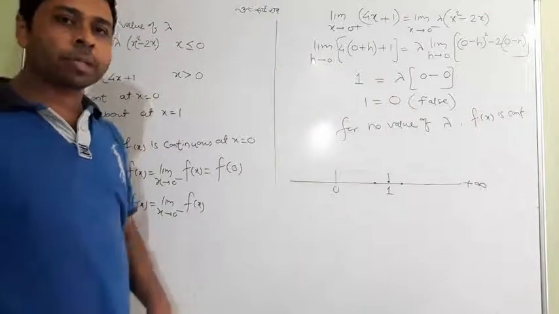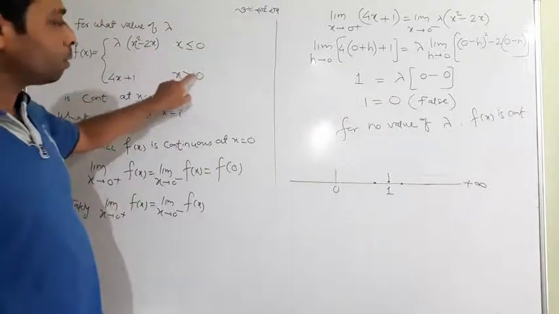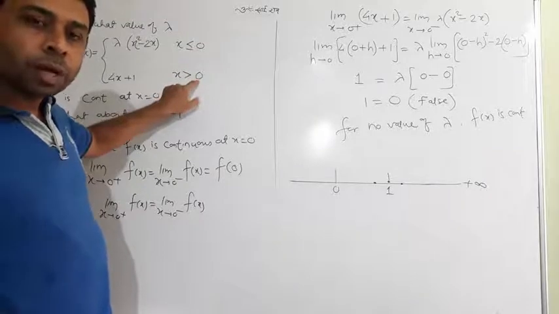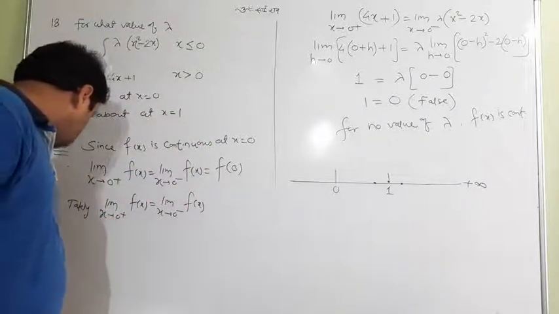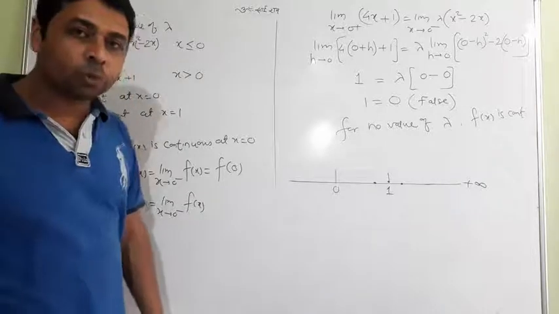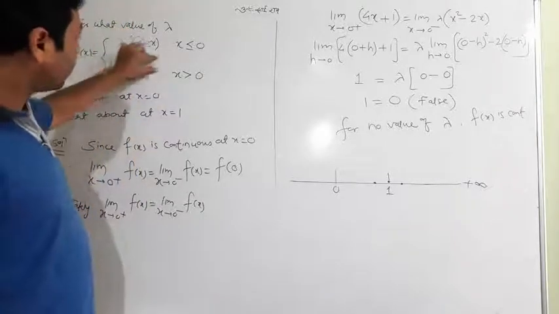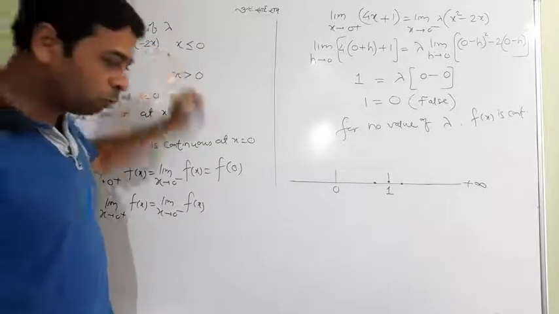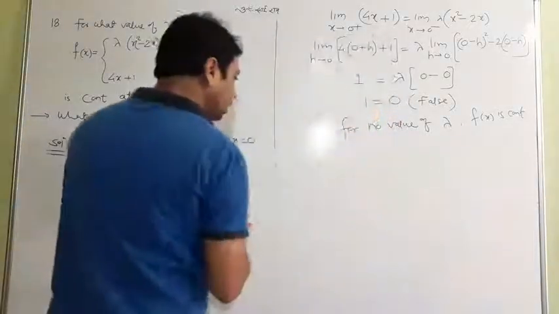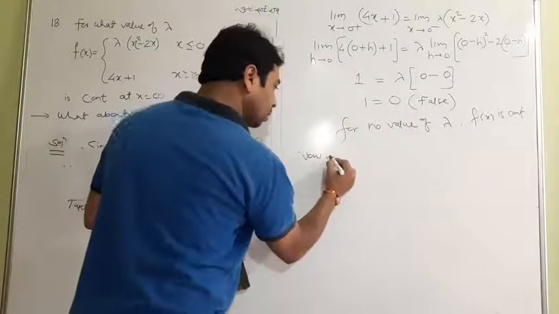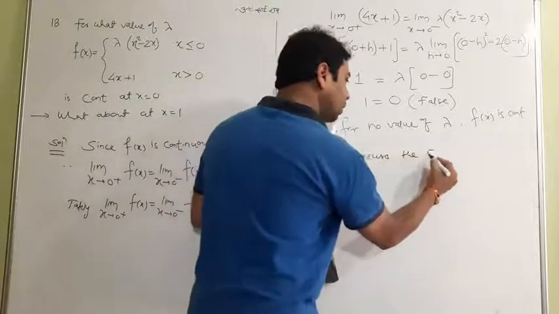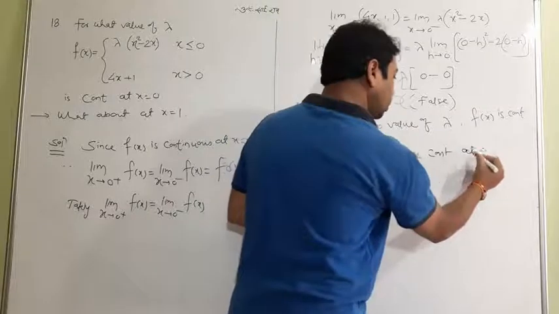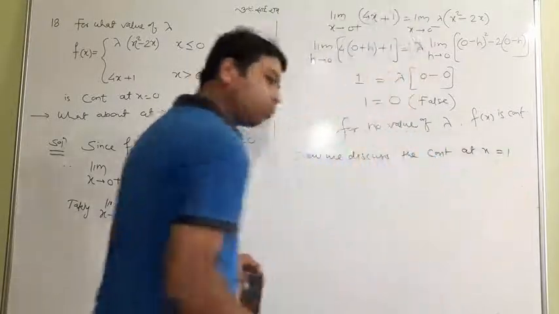Again, I ask you one thing. This function is defined at 0, and it is asking about x equal to 1. The question says, what about the continuity at x equal to 1? You just have to tell whether this function is continuous at x equal to 1. We check it. Now we discuss the continuity at x equal to 1. This time we have to check.